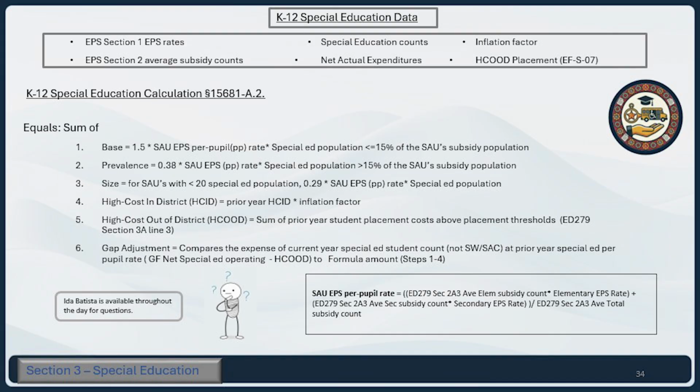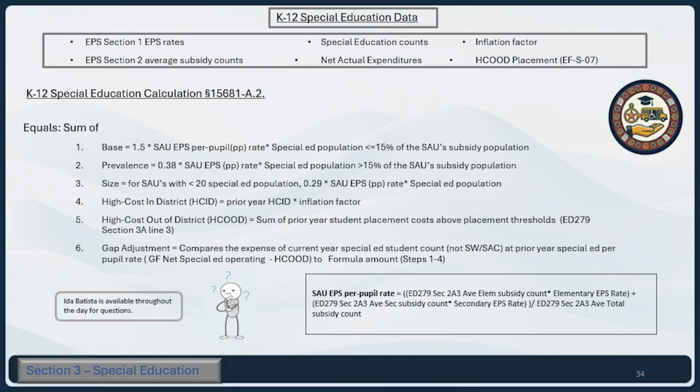Statute says right now the prevalence is 15%. We know that that's low. I think the average in the state is probably 20 to 21%, but we have to go by statute. And for the first 15% of your subsidizable students that are special ed, we give you your weighted EPS rate times 1.5 times the number of students. So as an example, let's just say you have an SAU with 100 students, that the law says the first 15% of those special ed students would get that 1.5 weight.